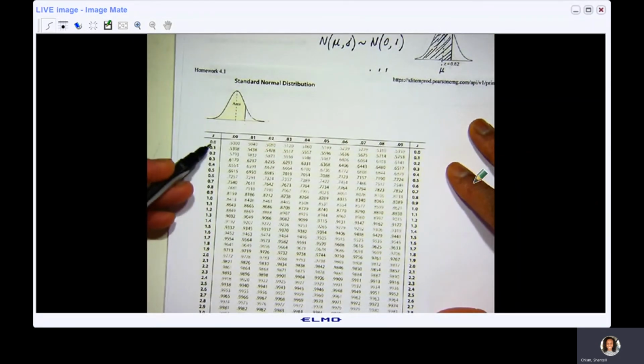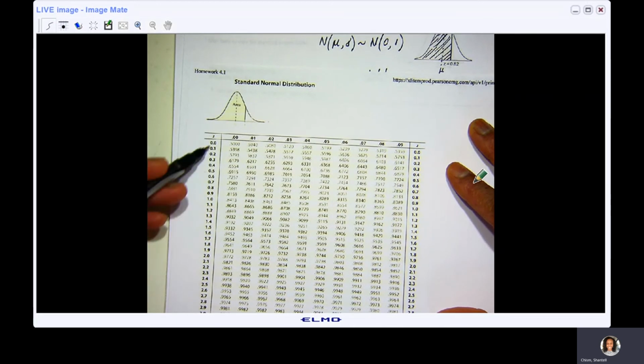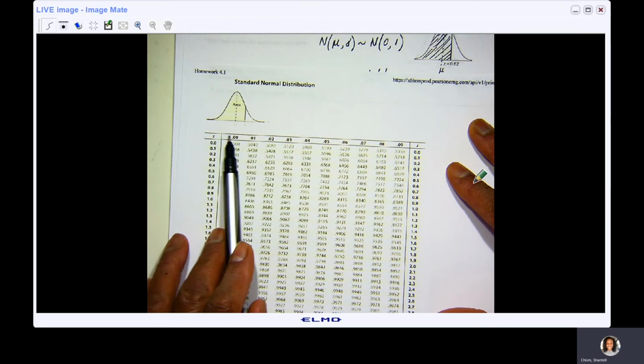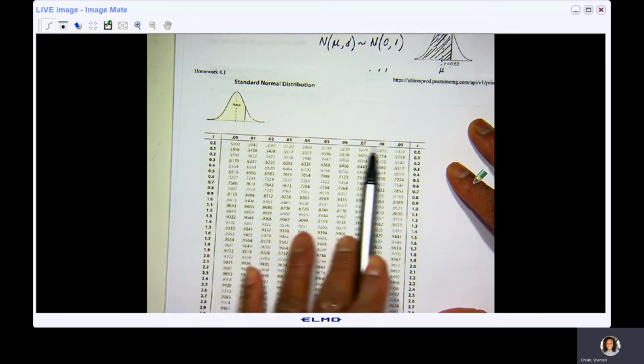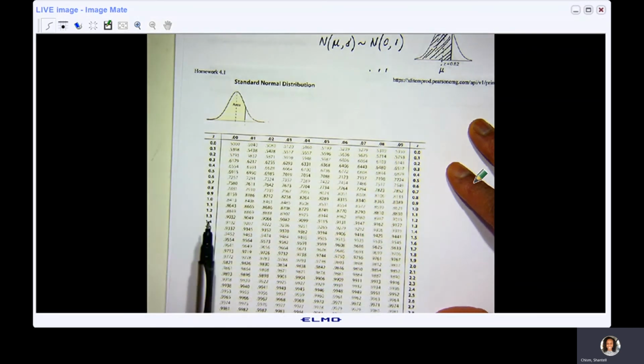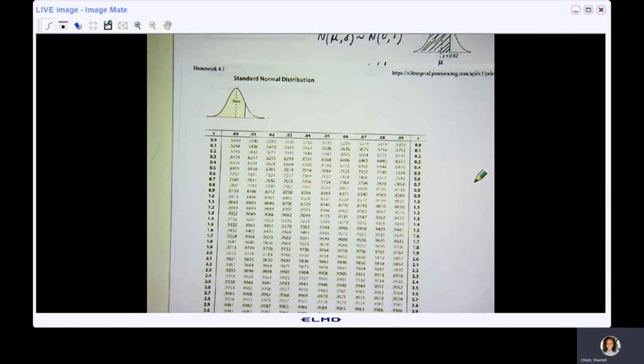Now, your z-score, you've got numbers here. The first decimal place, or the whole number and first decimal place, are under z in a column. And then your second decimal place is out to the right here of z in a row. Where the two meet is your area.